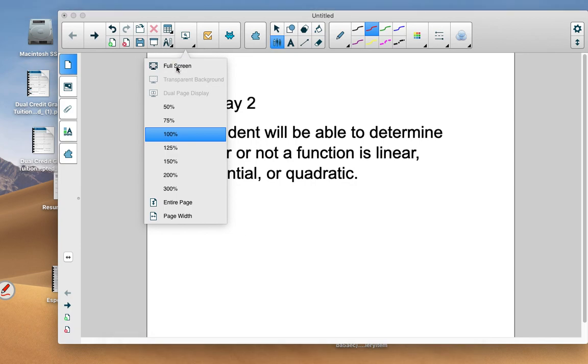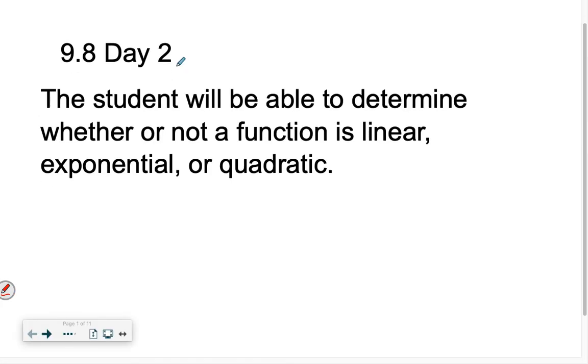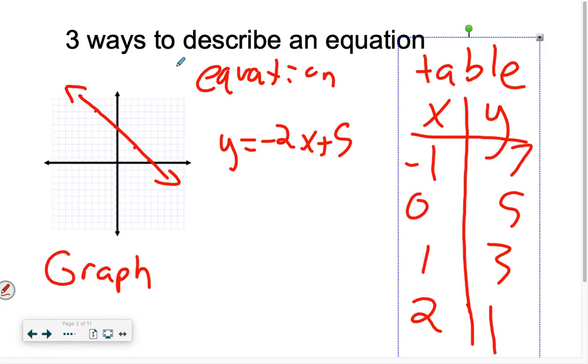Hey guys, so this is going to be the lesson for Thursday. This is a continuation of what we talked about yesterday. We're still going to be talking about determining if an equation is linear, exponential, or quadratic. But today we're going to be talking about it in terms of their tables and not their graphs or their equations.